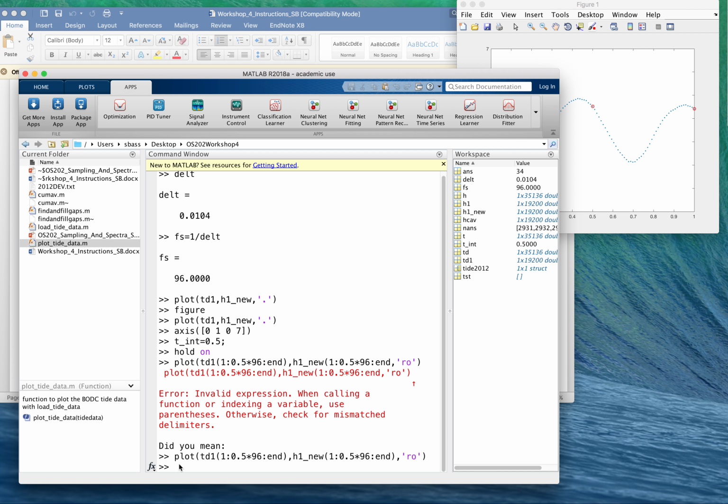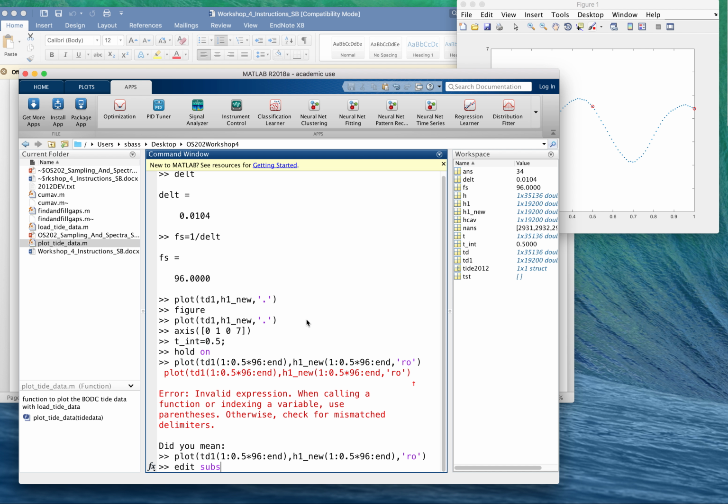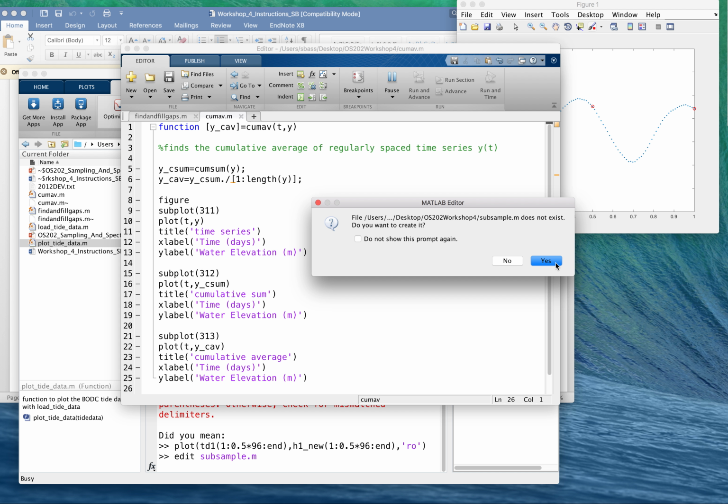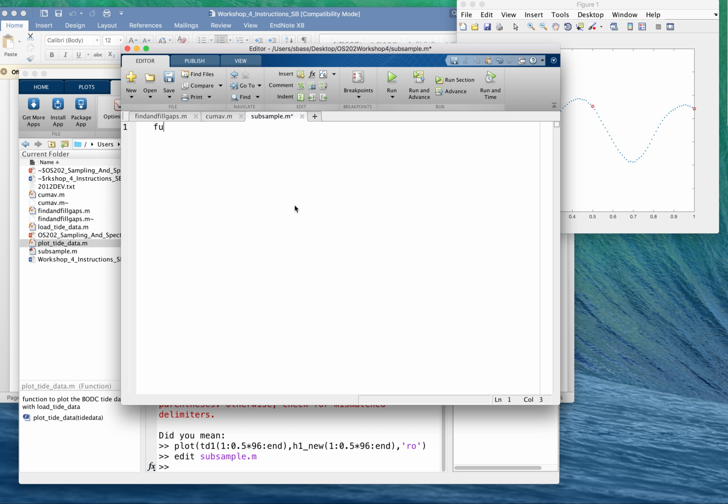Okay, so let's generate a script called subsample.m. Yes, we want to create it. So this is a function, and we want it to output a subsample time series, TSS, call it YSS, and our function's called subsample, and we're going to pass it a time and a Y, and we're also going to pass it a time interval.